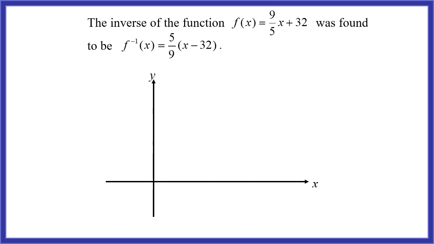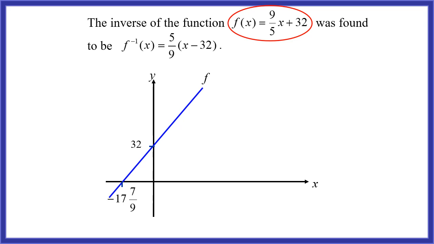So the inverse of function f(x) equal to 9 over 5 x plus 32 was found to be f inverse of x equal to 5 over 9 of x minus 32. To sketch the f(x) graph, we have a y-intercept at 32 and an x-intercept at negative 17 7 over 9. So we connect these two points to get the graph of f.